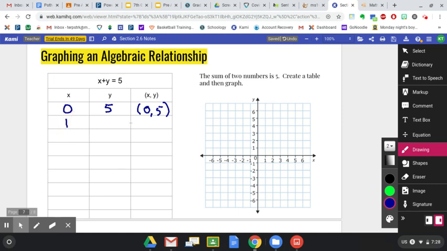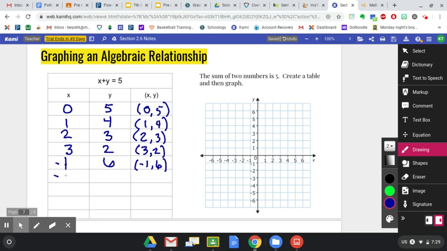Okay, so my ordered pair would be 0, 5. Right? If x is 1, y is 4. Right? 1 plus 4 is 5. So my ordered pair would be 1, 4. 2 and 3. Three and 2. Right? We can throw negatives in there too. If I have -1, I would need to add 6 to that in order to make 5. So you can go through and see if you can identify some more. For example, -2 and 7.